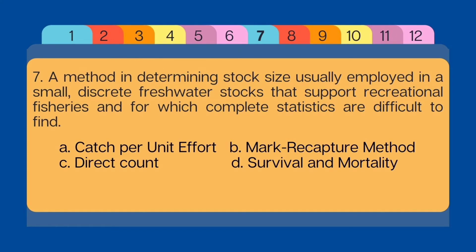Number 7. A method in determining stock size usually employed in small, discrete freshwater stocks that support recreational fisheries and for which complete statistics are difficult to find. What is this method? A. Catch per unit effort, B. Mark recapture method, C. Direct count, or D. Survival and mortality. The answer is B.